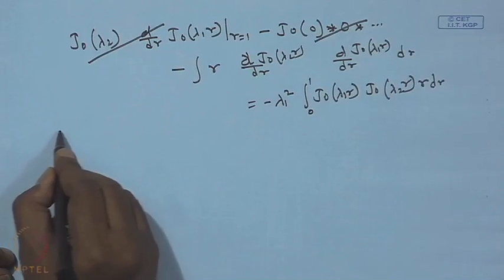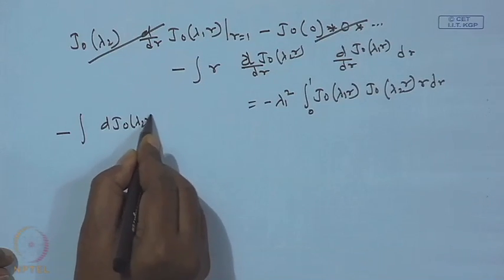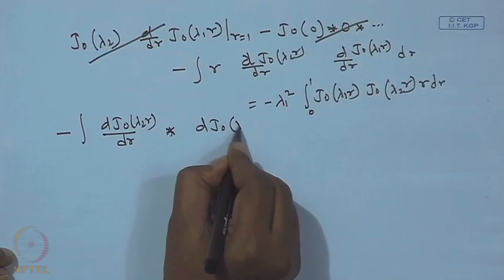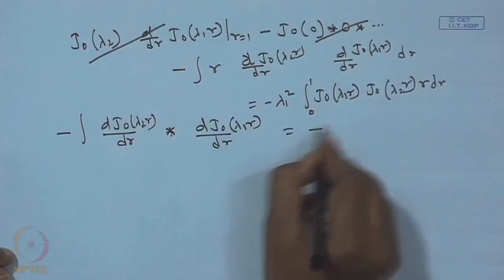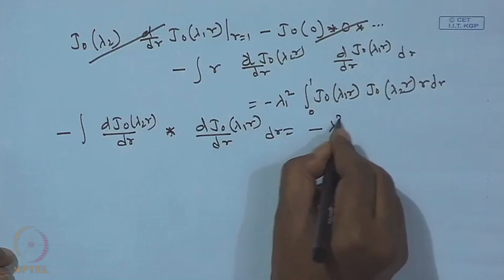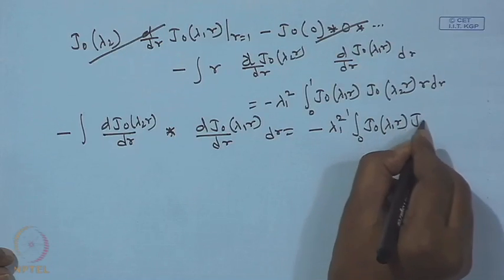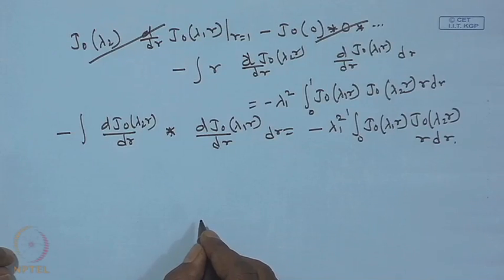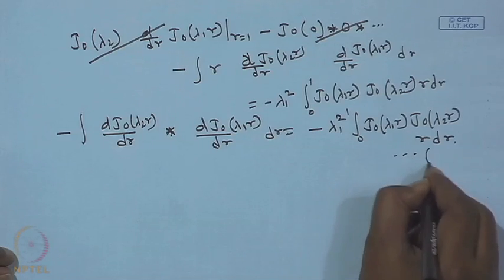So, what is left is minus dJ0(λ2 r)/dr multiplied by dJ0(λ1 r)/dr is equal to minus λ1 squared integral from 0 to 1 J0(λ1 r) J0(λ2 r) dr. Similarly, if you simplify the second equation, this may be equation number 3.